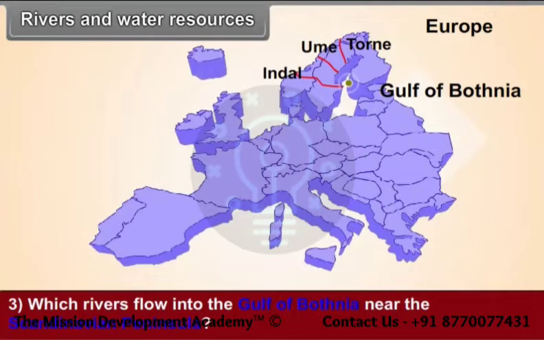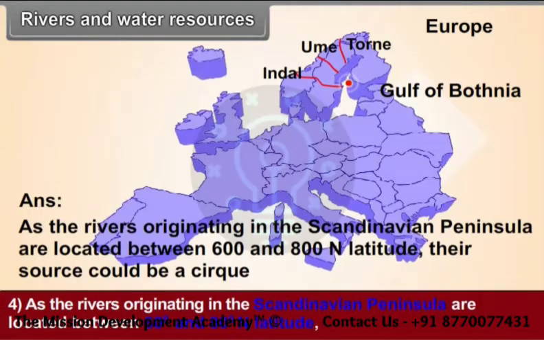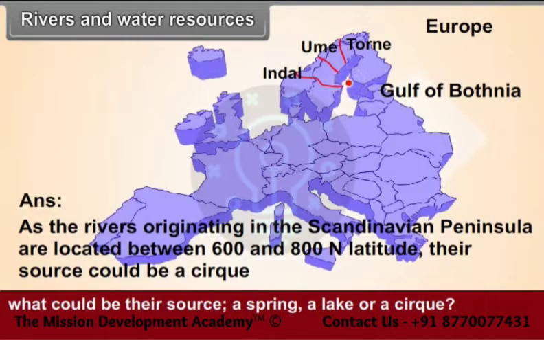Number 5. Which river flows between Central Massif and Jura Mountains? Number 6. Which river basin lies between the Alps and the Apennine Mountains? Number 7. Which river basin lies between the Volga Highlands and Ural Mountains?